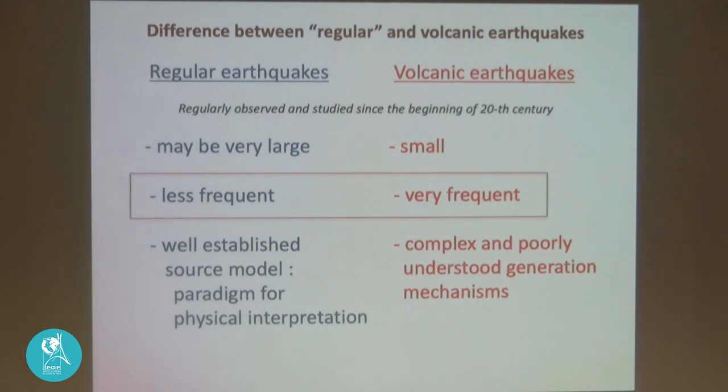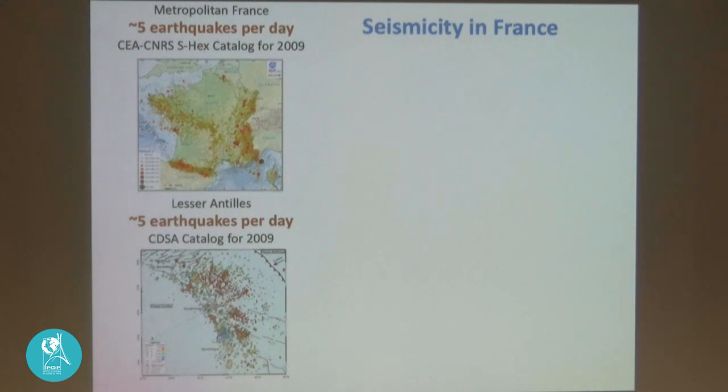So first of all, about the amount of earthquakes. They're difficult to compare because we have very complete catalogs for tectonic earthquakes and much less complete catalogs for volcanic earthquakes, but we can just take some examples. For example, seismicity in France. In metropolitan France, if we take the official catalog from a publication, the last year when I could find the data is 2009, and there are on average 5 earthquakes per day.